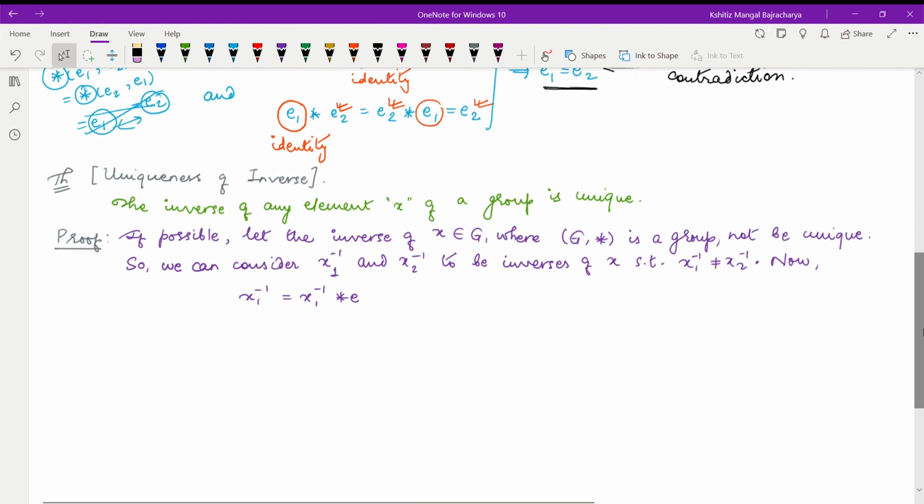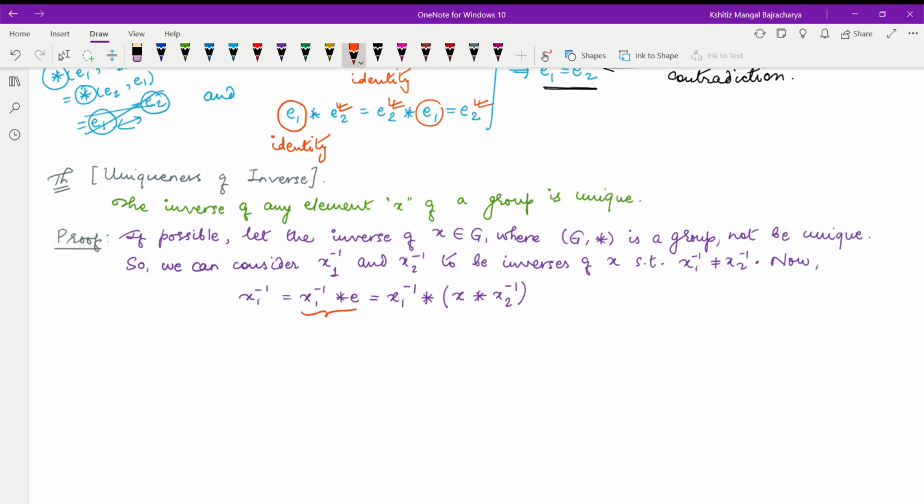Alright, this is it. So x1 inverse star, as it is, since x2 is an inverse, what can we write? x star x2 inverse will give us E. Okay, because we are writing this because this follows due to the definition of identity, this follows because of the definition of inverse, and this follows because of associativity.